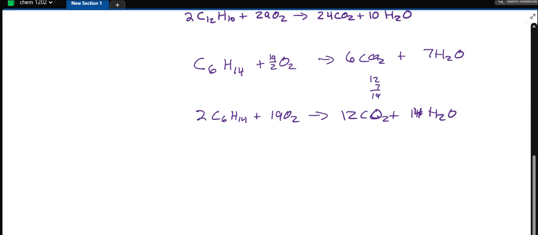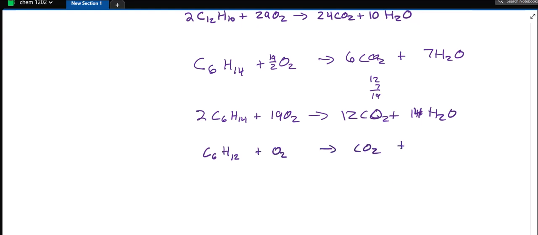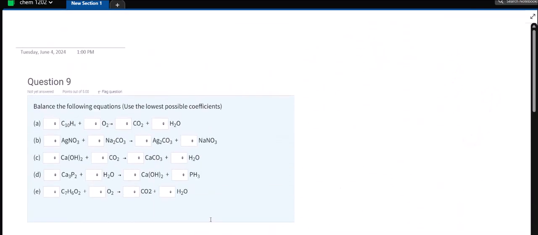So if I had C6H12 plus O2 yields CO2 plus H2O. So balance the carbons, balance the hydrogens, and now I'll check my oxygens. I have 12 here, 6 here, that's 18. So put a 9 there, and there, that's balanced. So that's how you balance a combustion equation.